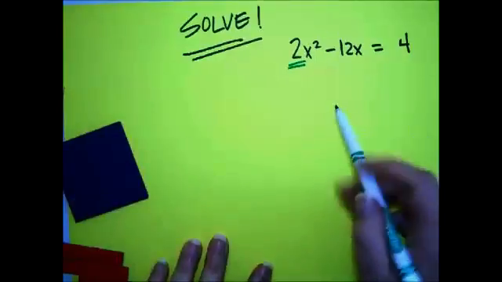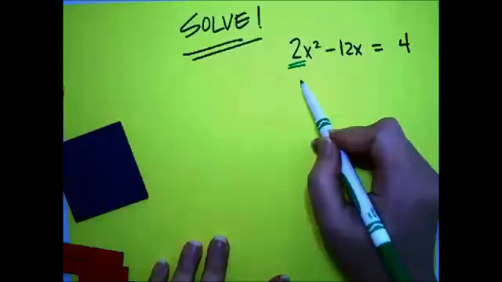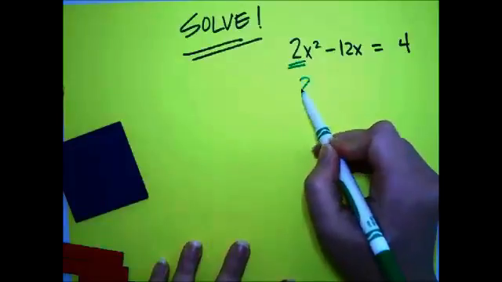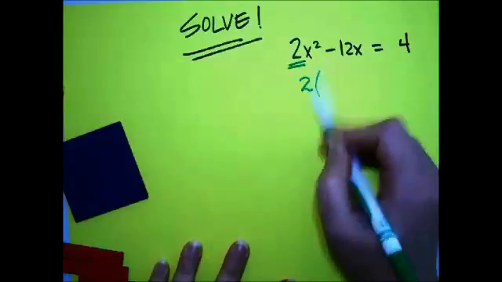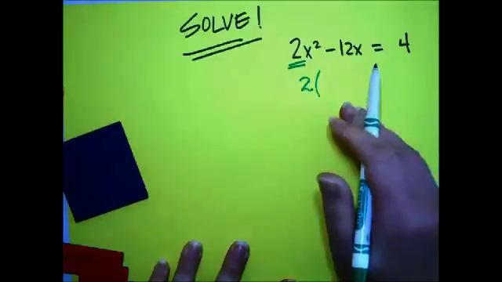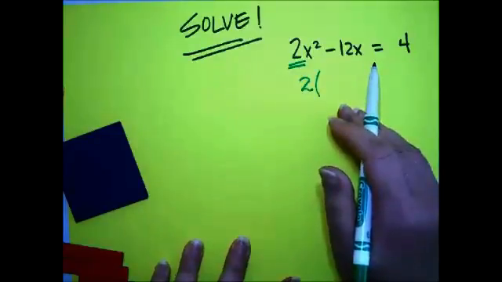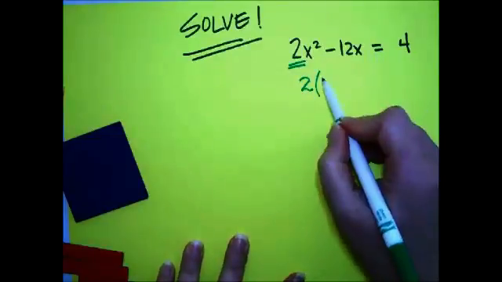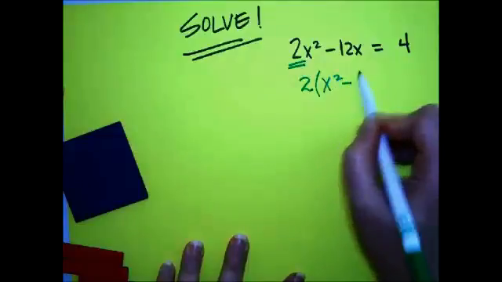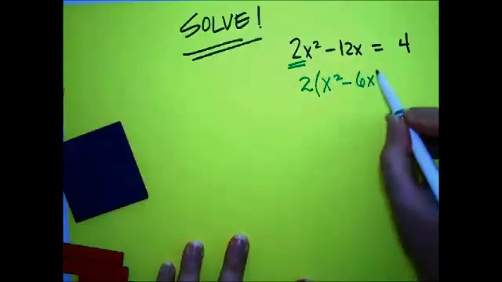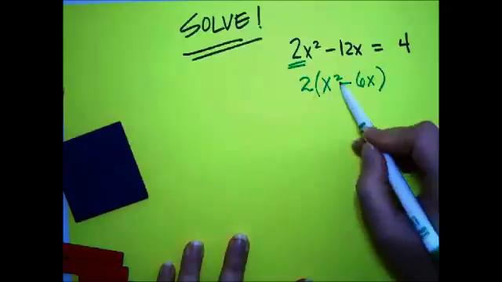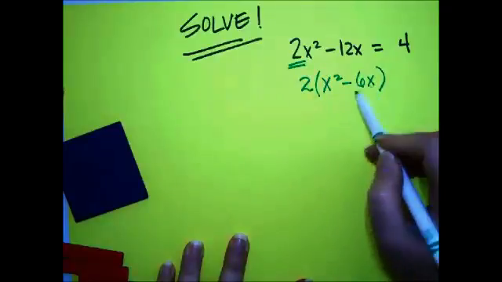algebraically? So let's think about this. We could do it by factoring out a 2. If we do that, then we're saying goodbye to the 2. Well, not yet, but almost goodbye to the 2. So let's factor it out. So we get 2 times x squared minus 6x. Y'all already know how to do that, so you're good there.